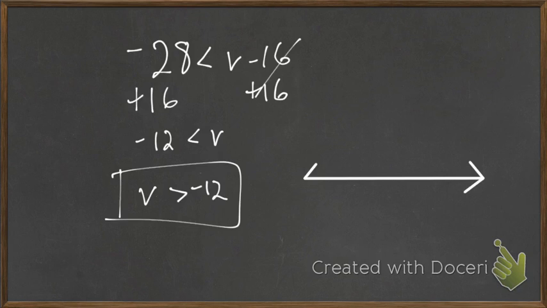On my number line, here's my negative 12. Open or closed? Open. Left or right? Right. So let's pick something that's bigger than negative 12, like 0. Does 0 work here? 0 is greater than negative 12? Yeah. Cool, my graph's good. Checks out.